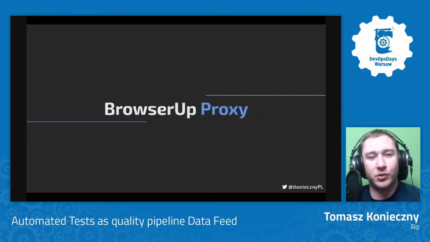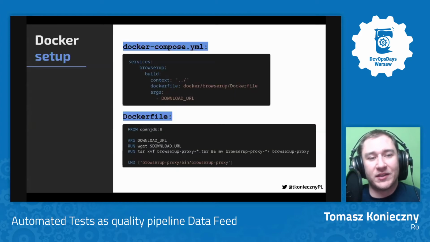Probably the easiest option is to use a proxy. In the past, I used BrowserMob Proxy. Currently, I use BrowserUp, so that's basically the actively maintained fork. And this proxy is designed specifically for testing purposes, for integration with test frameworks. So let's set up this tool. Let's start the BrowserUp proxy server.